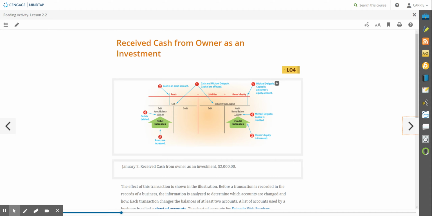So in this case, cash and Michael Delgado Capital, he invested $2,000. So we increased cash with a debit of $2,000 and we increased capital with a credit of $2,000. So both are increasing, but we do have a debit and a credit, and the amounts are equal.